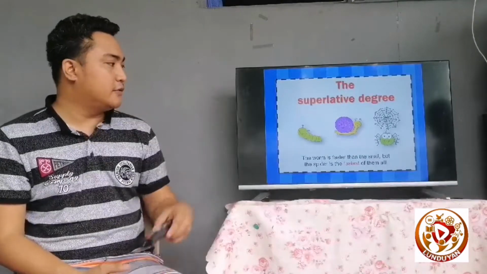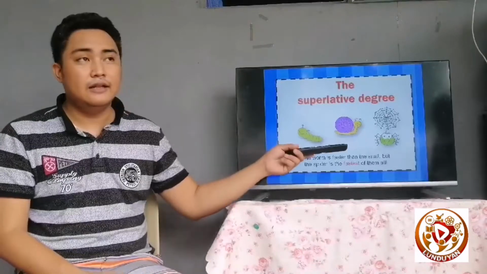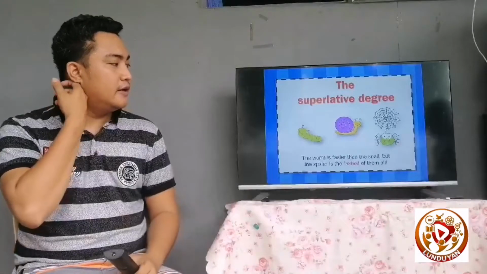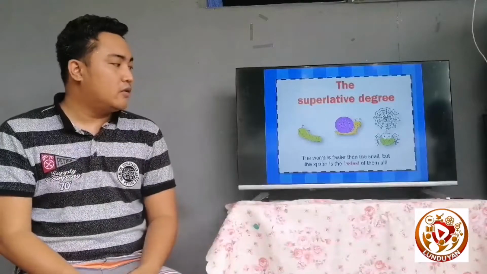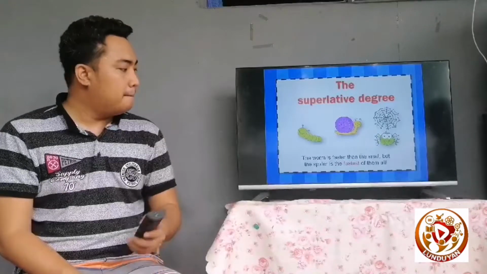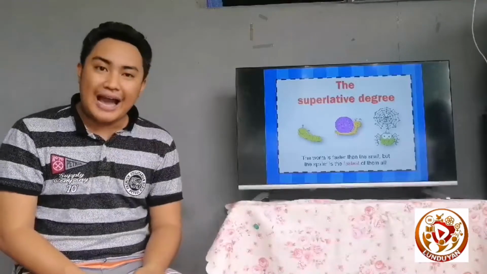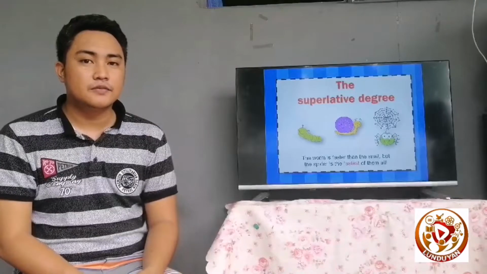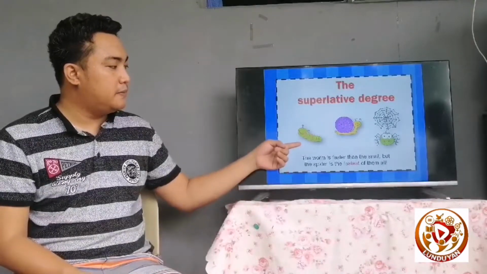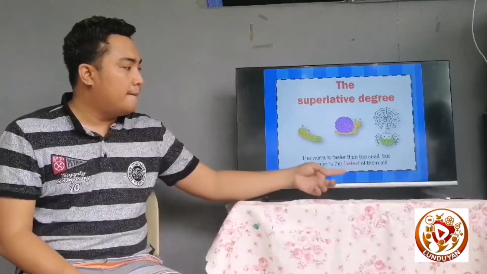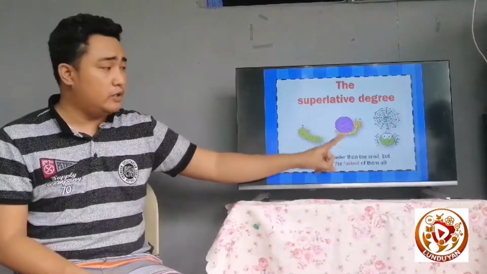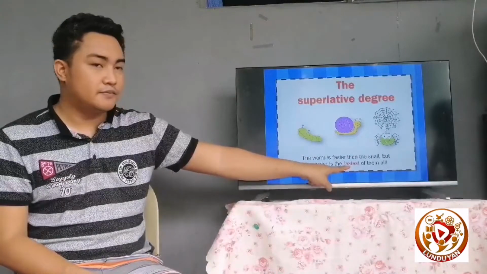That's right. We have the worm, the snail, and the spider. Good. Now let's read the sentence. The worm is faster than the snail, but the spider is fastest of them all. So the same rule applies here. The worm is being compared to the snail, but the spider is being compared to all. That's why we use the word fastest.